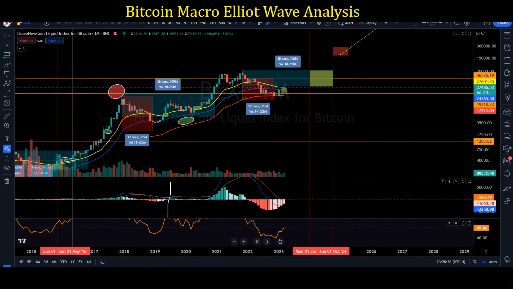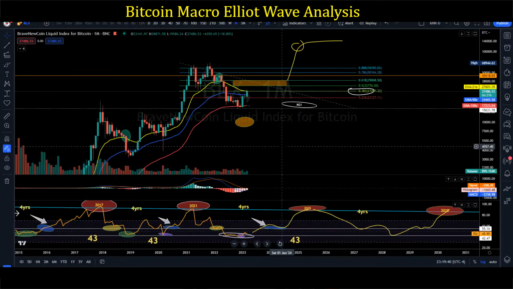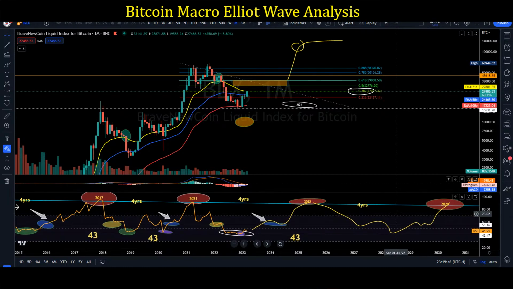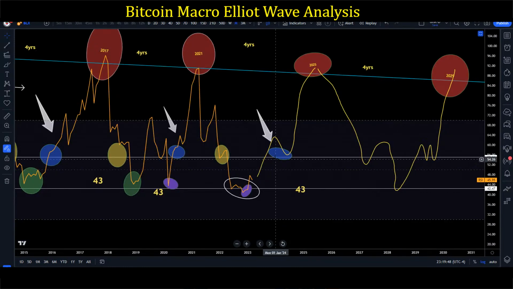So the monthly RSI, right? Yeah, we want to get above 55. So we're not yet in a bull run until we get above 55 monthly RSI, and we could see some consolidation right here. So this consolidation could be our next 5 to 6 month consolidation.